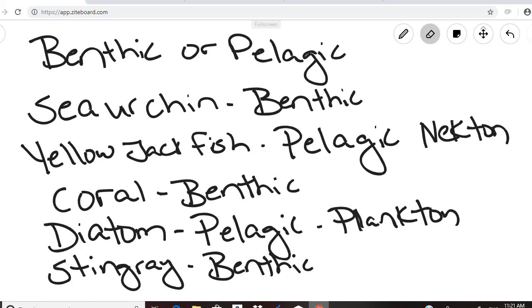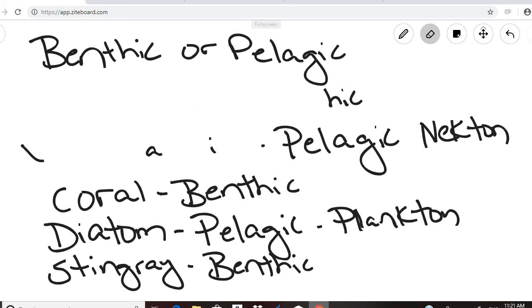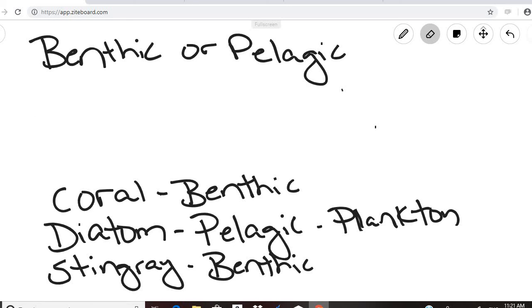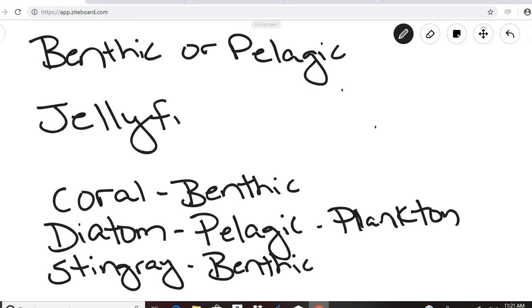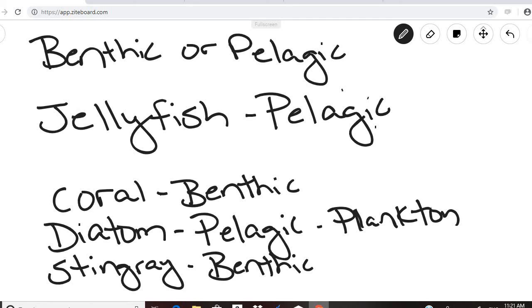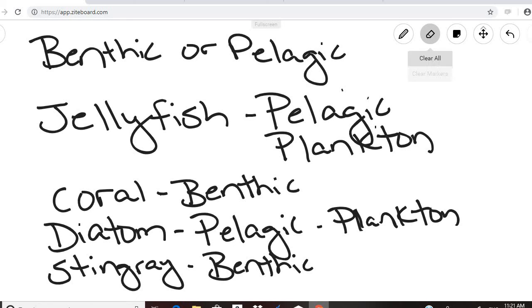And then lastly, a jellyfish. What do we say about a jellyfish? Well, they are pelagic because they don't live on the ocean floor. And then the other thing that we would say about them is they're plankton. The jellyfish are not able to swim against the currents. They drift along with the currents. They don't swim against them. Okay, so that finishes up all of the information in Module 8 for marine biology.